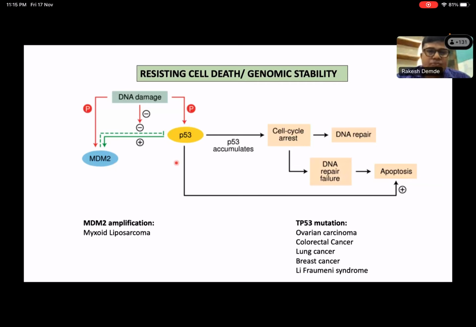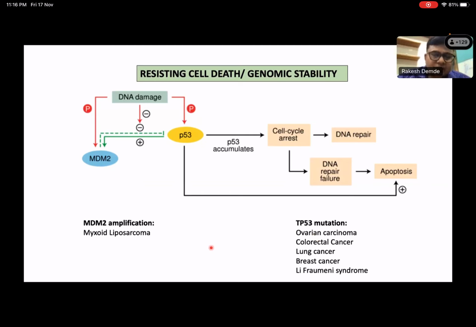So whenever either P53 gets mutated or MDM2 gets more in number, you get less TP53, and the cancer cell will try to avoid this apoptosis. So you can either get a P53 mutation or you can get more MDM2, which will put a brake on P53 functioning. We have an example where TP53 mutation is seen in a lot of malignancies, such as ovarian carcinoma, colorectal, lung, breast, and the hereditary or germline mutation of TP53, Li-Fraumeni syndrome, is also associated with many types of solid tumors.